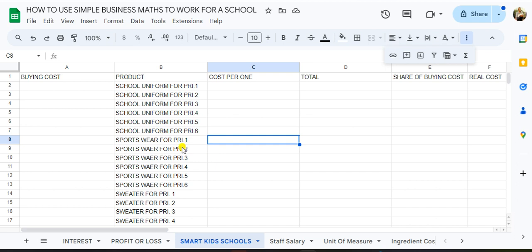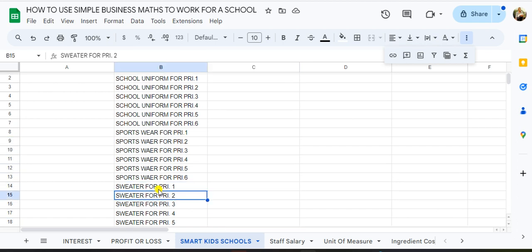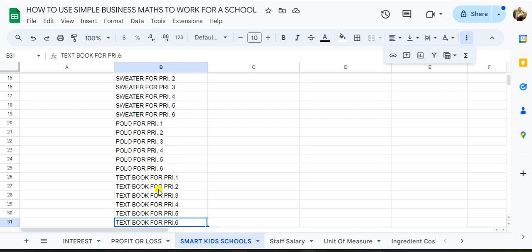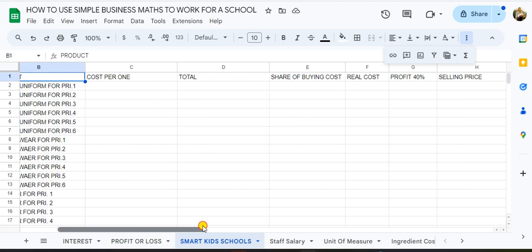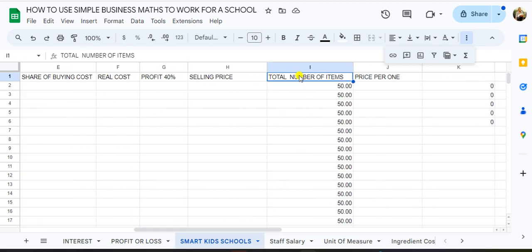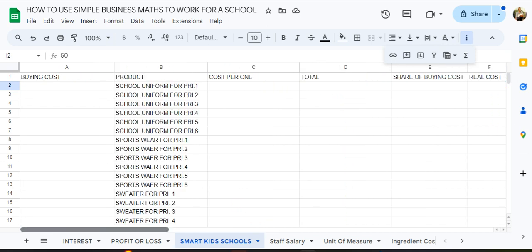So the school sells school uniform, sportswear, sweater, polo, and textbook for all the children in each class. In each class, the total number of items will be equal to the total number of students. So if you are producing school uniform for primary 1, and each class has 50 students inside, you are going to produce 50 items. If you want to add extra, fine, but let's work with 50. All right. So these are the products the school sells to their students.